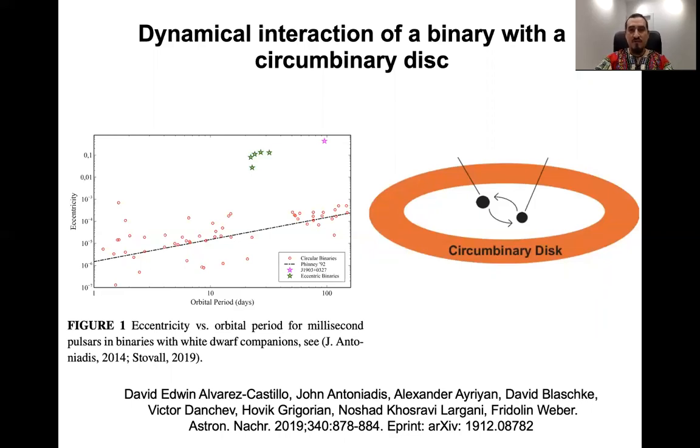It is conjectured that these orbits can be produced by accretion of matter from a companion onto a neutron star, which eventually creates a circumbinary disk from where the neutron star accretes matter further on. This work is the result of a collaboration that has been published in this journal, and it is also available for free in the arXiv under this number.